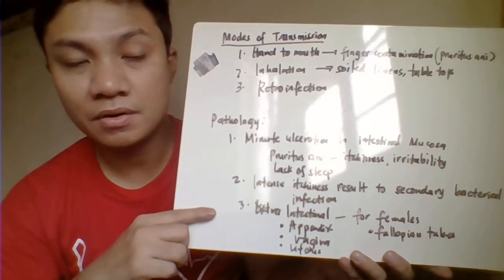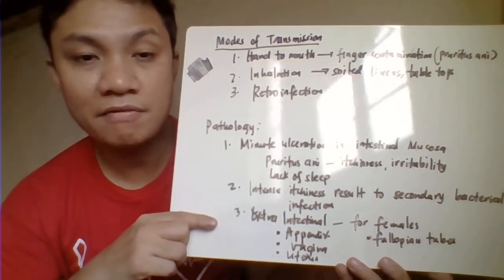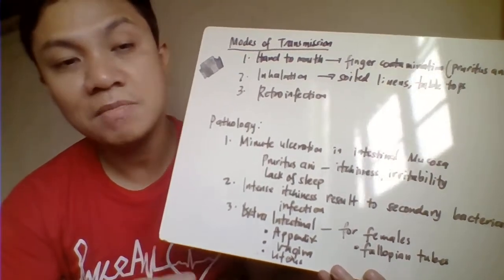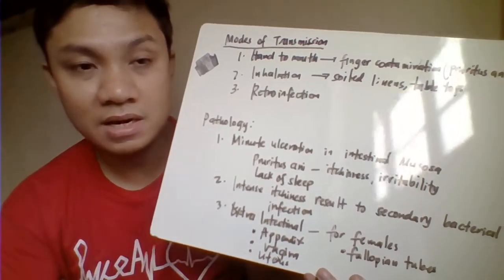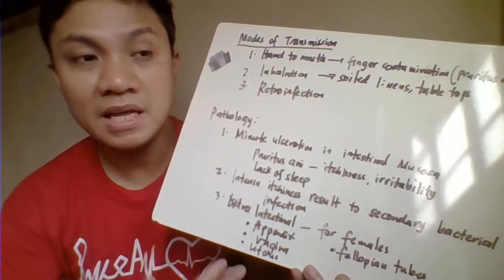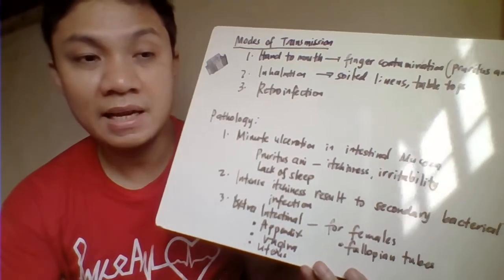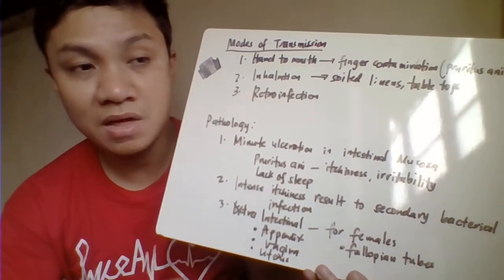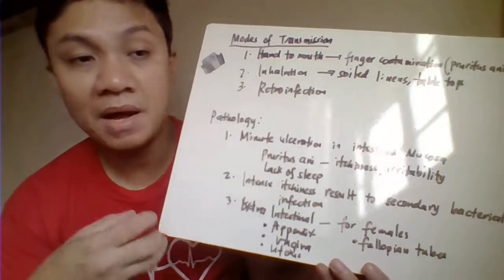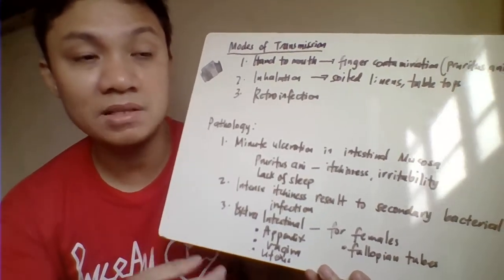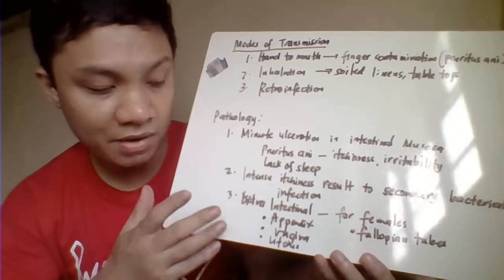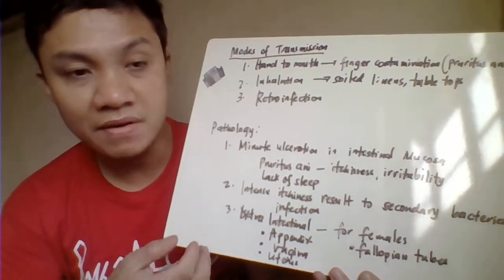Third, it might also cause extraintestinal infection, especially for female patients. Because of the anatomy of the female reproductive organ, their urethra and anal canal are near their reproductive organ. The larva might migrate to other parts of the body, especially the female reproductive organ. It might infect the appendix, the vagina, the uterus, or even the fallopian tube.